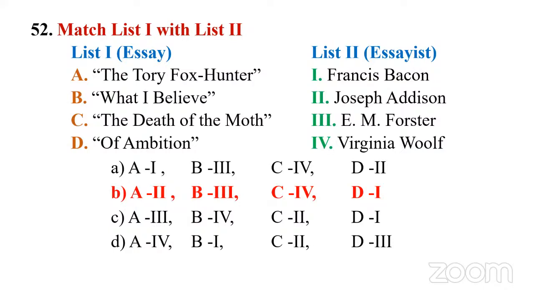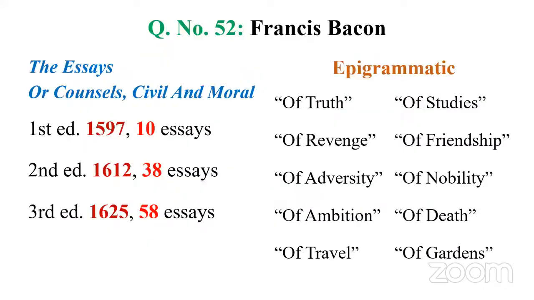So let's see some of the other essays by these four essayists. We have Francis Bacon, who came up with this collection, the Essays, subtitle Counsels Civil and Moral. When it was first published in 1597, it had only 10 essays. Then the second edition came out in 1612 with 38 essays, and the final, third edition, in 1625 with 58 essays.